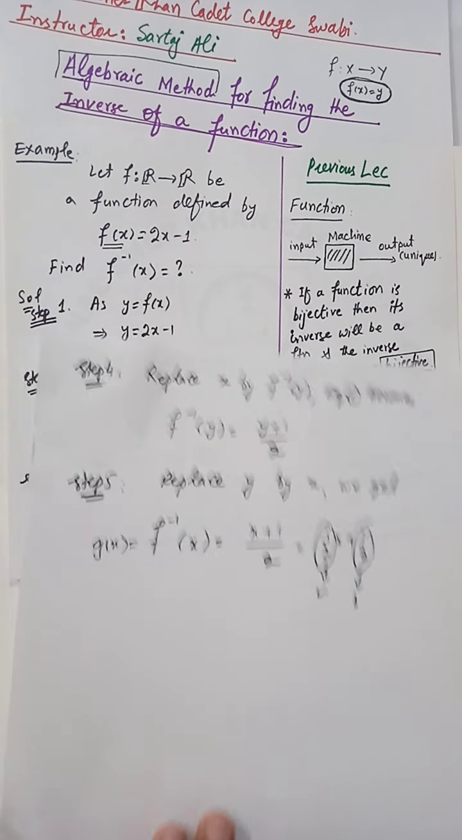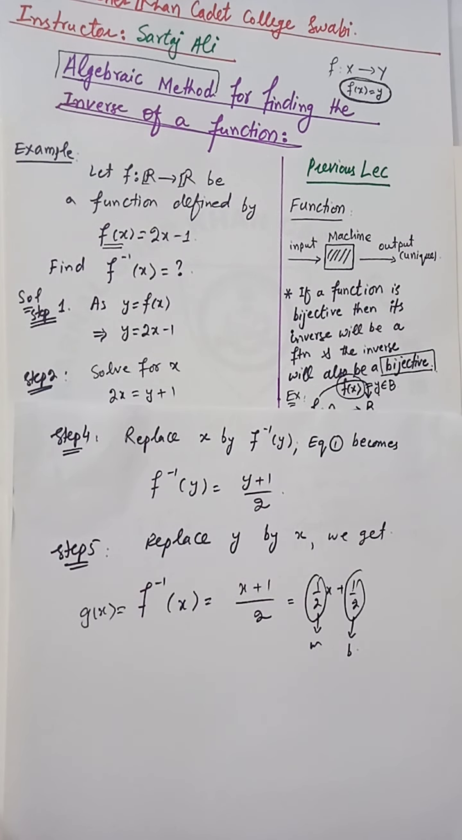So this is the algebraic way to find out the inverse of a function, and the function must be bijective. If a function is bijective, then you can find out the inverse, and that inverse must be a function, and that inverse function will also be a bijective function. So this is the procedure to find the inverse of a function by using the algebraic method when the function is given in algebraic form.